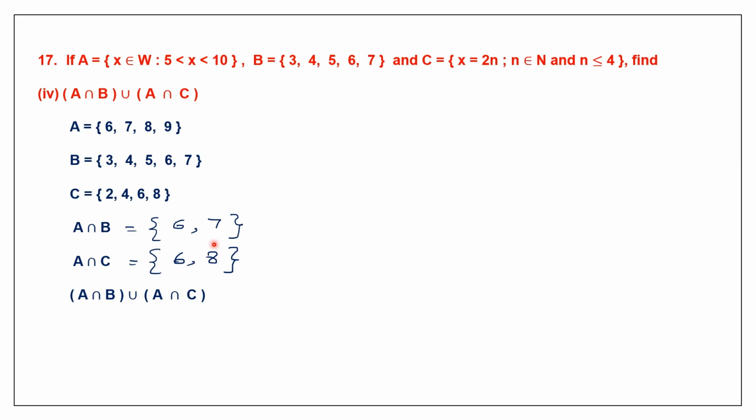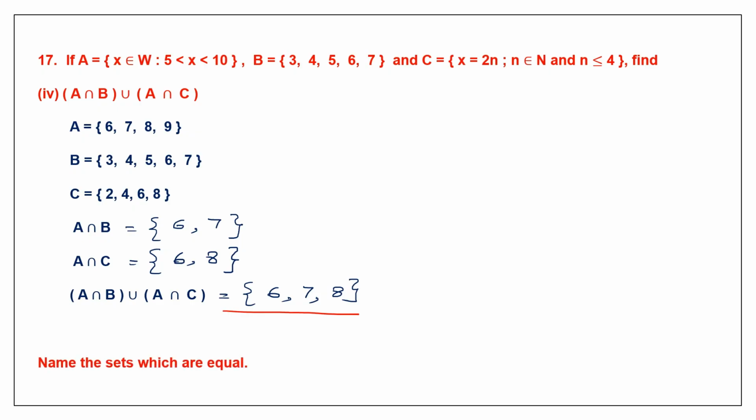So union means you include all the elements. So let's write all the elements of the first set, that is A intersection B, which is 6 and 7. So we'll write 6 and 7. Now we'll include the elements of the other set, A intersection C. 6 and 8. 6 is already there, so we only have to write 8. So our answer to this question is 6, 7, 8.